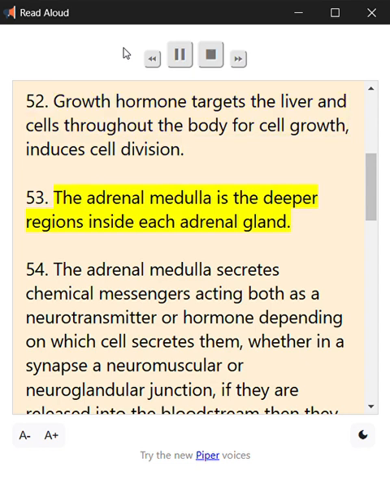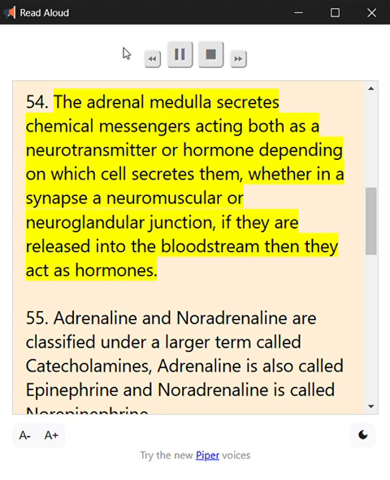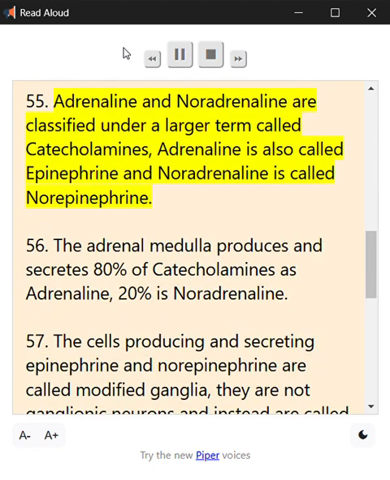53. The adrenal medulla is the deeper region inside each adrenal gland. 54. The adrenal medulla secretes chemical messengers acting both as a neurotransmitter or hormone depending on which cell secretes them, whether in a synapse, a neuromuscular or neuroglandular junction. If they are released into the bloodstream, then they act as hormones. 55. Adrenaline and noradrenaline are classified under a larger term called catecholamines. Adrenaline is also called epinephrine and noradrenaline is called norepinephrine.